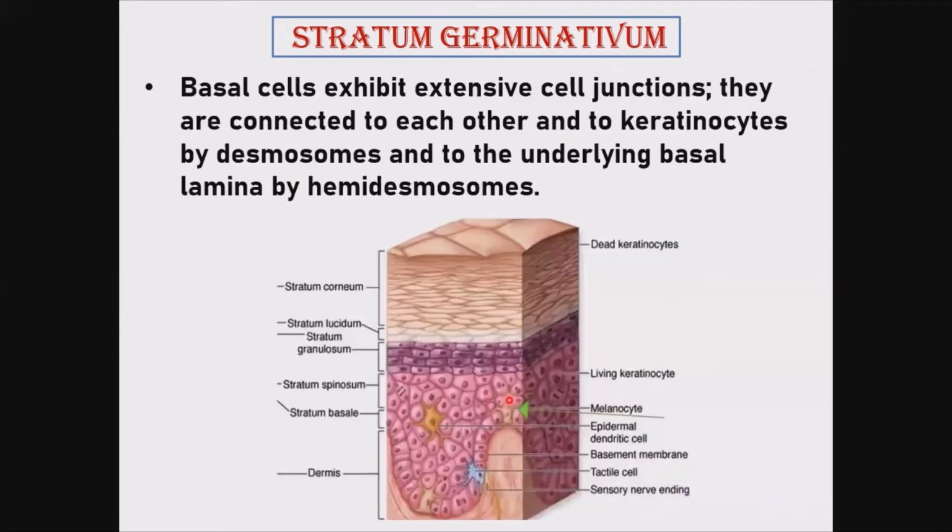The cells of the basal layer are very closely packed, and they are held in position by extensive cell junctions. They're connected to each other and to the keratinocytes of the adjacent layer by desmosomes, and they're attached to the basal lamina by hemidesmosomes.